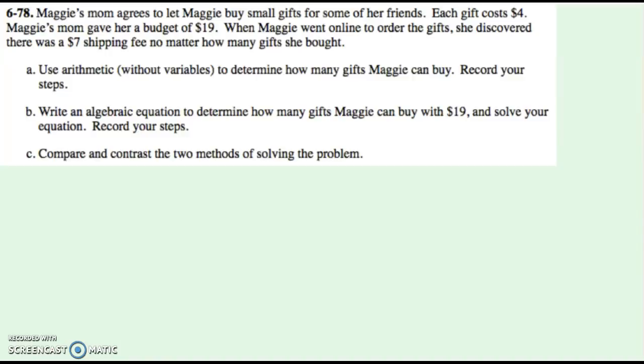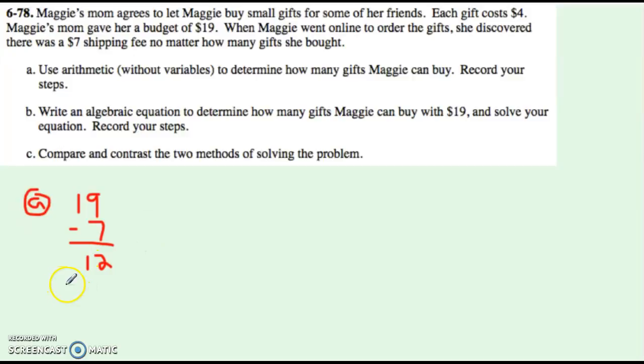Record your steps. So for this, if I'm going to use arithmetic without variables, the way I would do it is I would start with $19 because I know that's all I have to spend. Then I know that I have to pay a $7 shipping fee no matter what. So I'm going to subtract off my shipping fee to find out how much I have left to spend on my gifts. So if I do that subtraction, I would get $12.